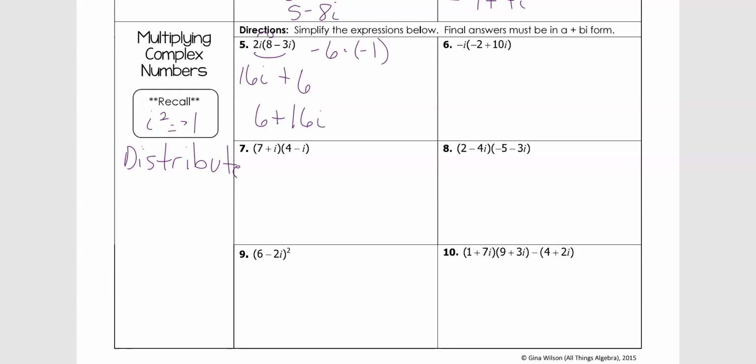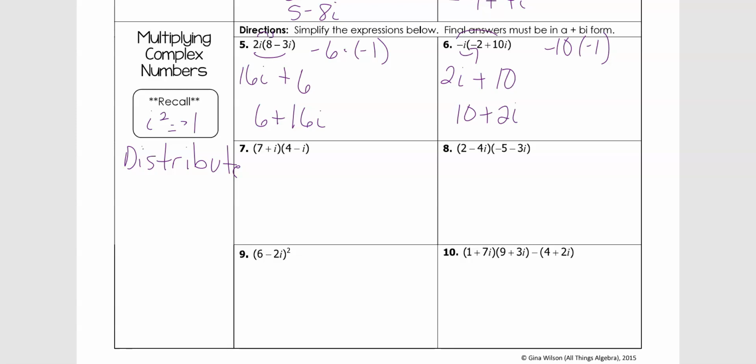All right, same thing on number 6. Negative i times negative 2. That's going to be 2i. And then negative i times positive 10. So negative 1 times 10 is negative 10. i times i is negative 1. Negative 10 times negative 1 is positive 10. So we have 10 plus 2i.